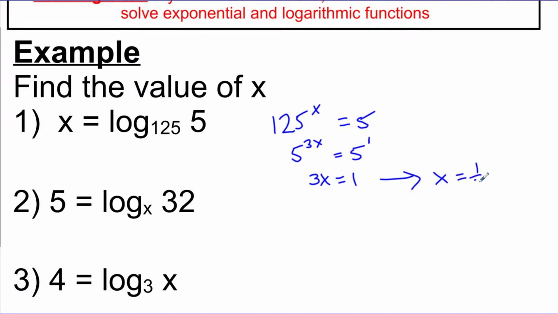Until we get into some more advanced log properties and something called the change of base formula, we're not going to be able to do log base 125 of 5 directly, but we can turn it into exponential form and solve it that way. We can say in this case 125 to the 1/3, which is another way of saying the cube root, if I take the cube root of 125. So let's try the next one.